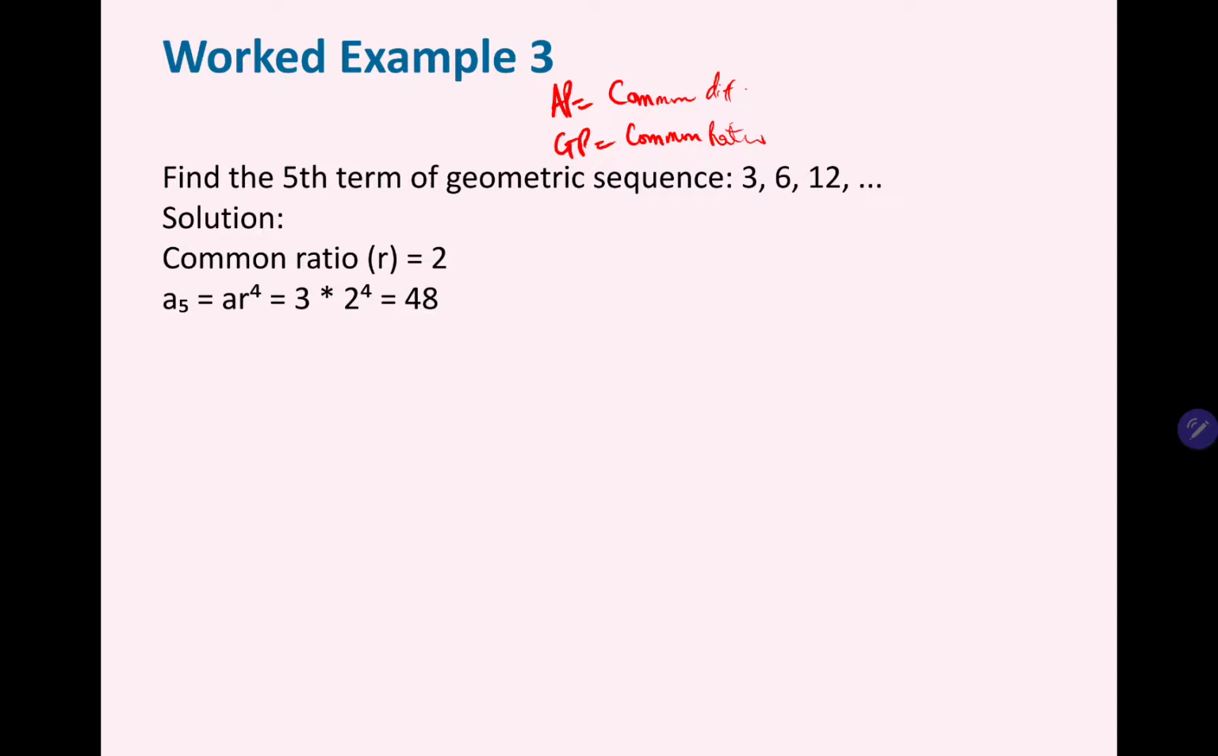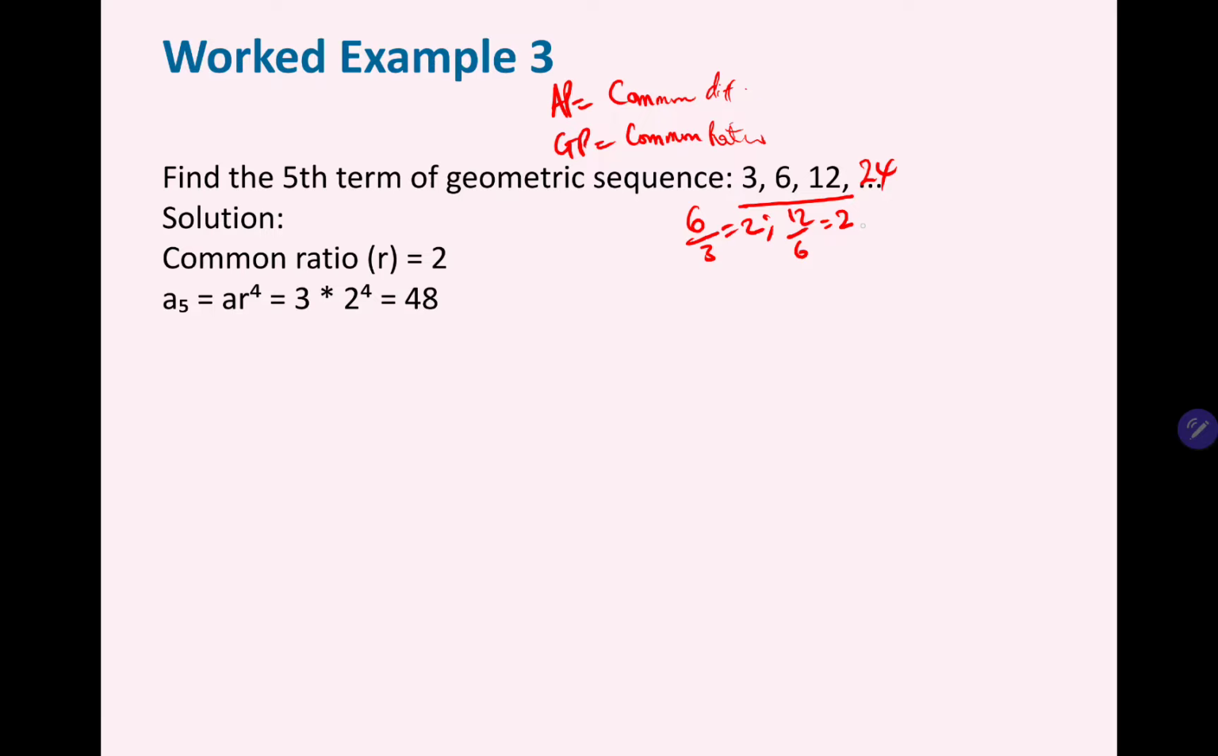For instance, we have 3, 6, 12 here as our sequence. To know the common ratio, you have to divide, since you are getting it by multiplication. 6 divided by 3 is equal to 2. 12 divided by 6 is equal to 2. So 2 becomes our common ratio. So to know the next term, it has to be multiplied by 2. So 12 times 2, the next term here will be 24.